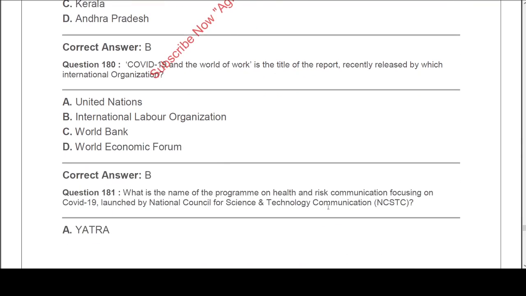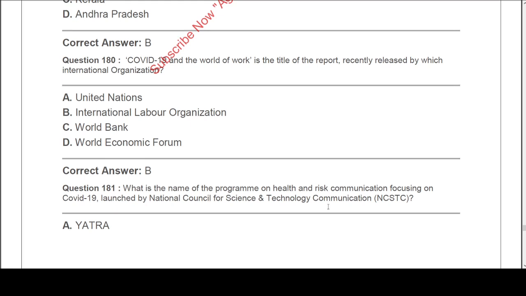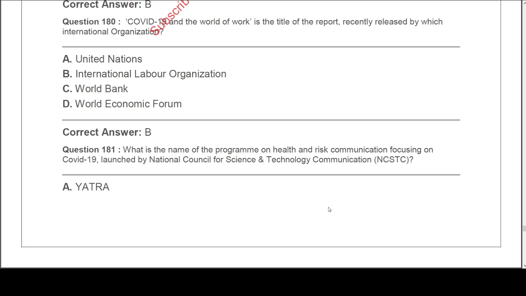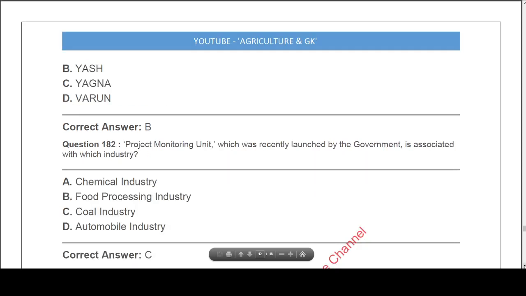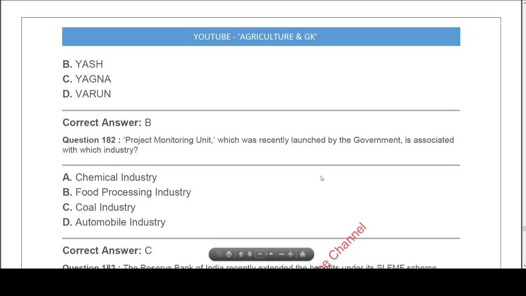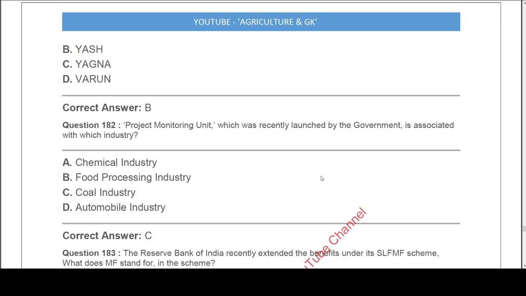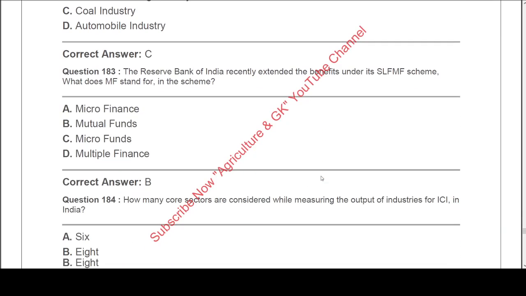COVID-19 and the World of Work is the title of the report recently released by which international organization? The title itself is telling work, so it is International Labour Organization. What is the name of the program on health and risk communication focusing on COVID-19 launched by National Council for Science and Technology Communication? It is option B, YASH. The Project Monitoring Unit, which was recently launched by the government, is associated with which industry? It is option C, coal industry.